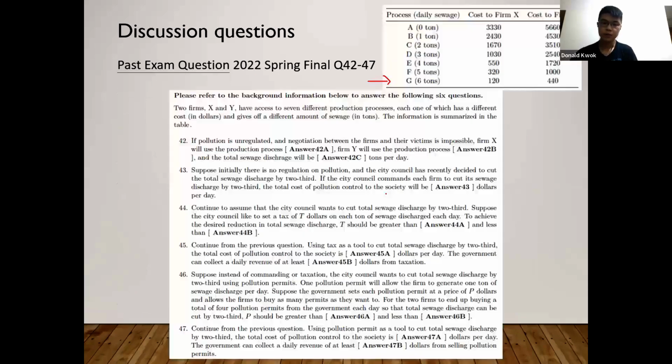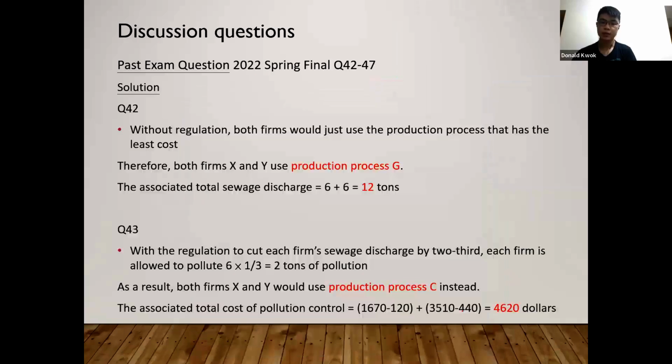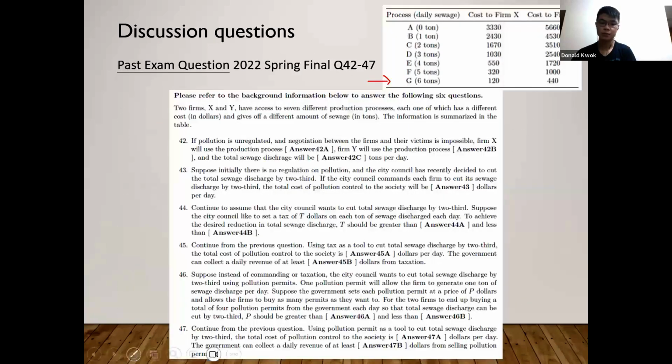Okay, so for question 43, if the city council decides to cut the total sewage discharge by 2/3, what would be the total cost of pollution control to society? So if each firm is required to cut sewage discharge by 2/3, which means that each of them can only emit 2 tons of pollution, equivalently, which is using process C. So how can we calculate the total cost of pollution control? It is simply the additional cost to use the less polluting production process.